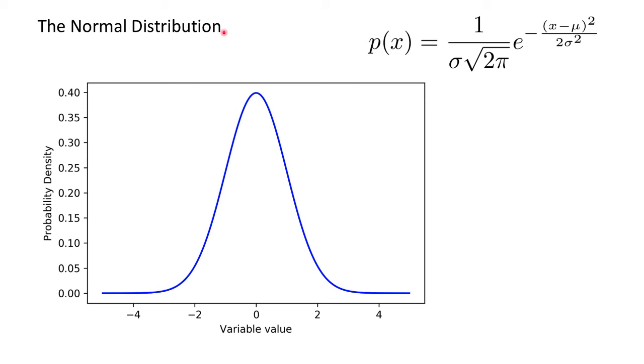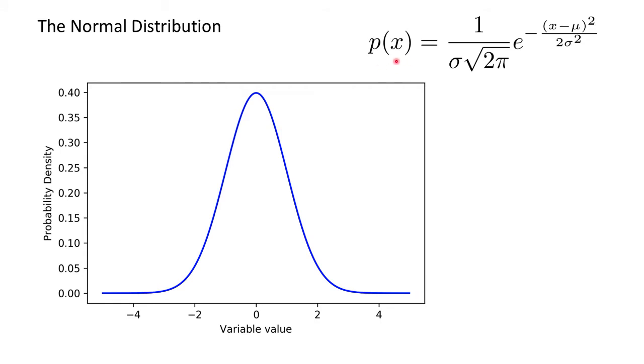Now, the most widely used probability distribution function is the normal distribution. It's also called the Gaussian distribution, after the astronomer and mathematician Gauss. It's also called the bell curve, and it looks like this. So it goes low, high, and low again. And it has this equation.